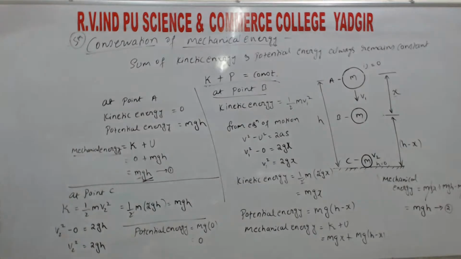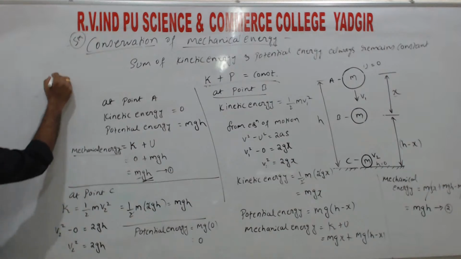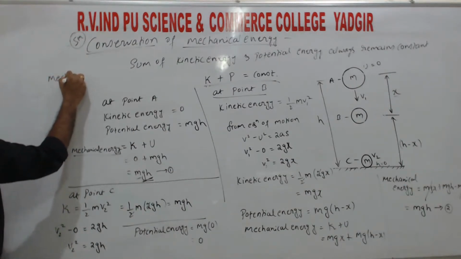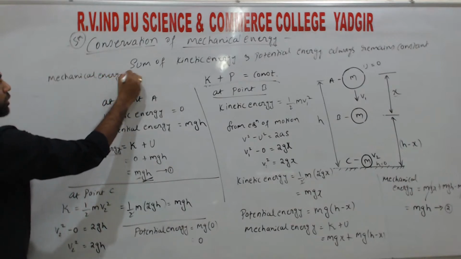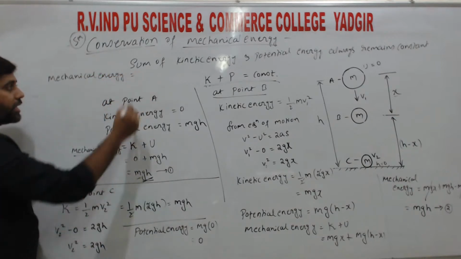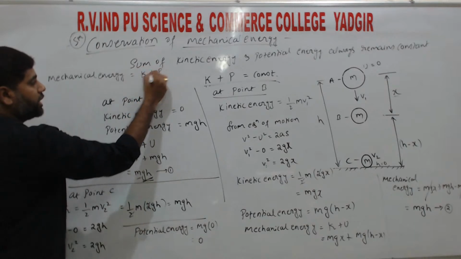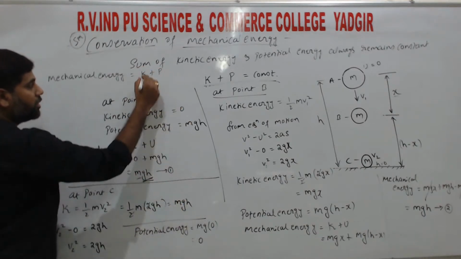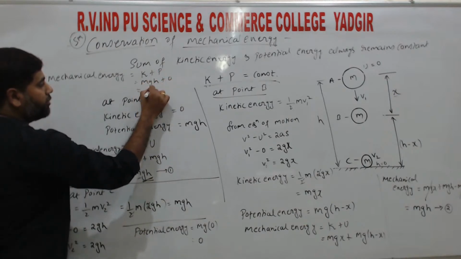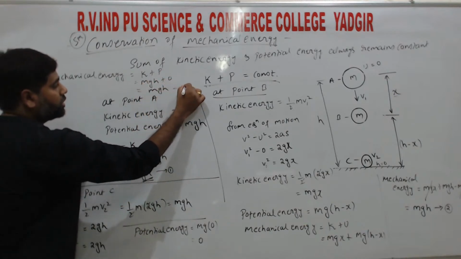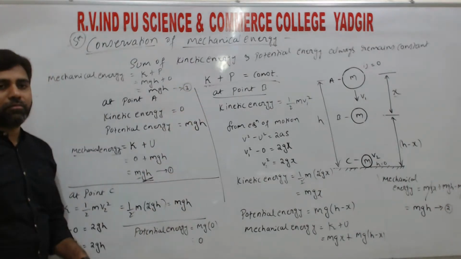For this case, mechanical energy, I will write here mechanical energy. So mechanical energy is the sum of kinetic energy plus potential energy. So kinetic energy we get as mgh plus potential energy is 0. Again we get mgh. Calling this one as equation 3.